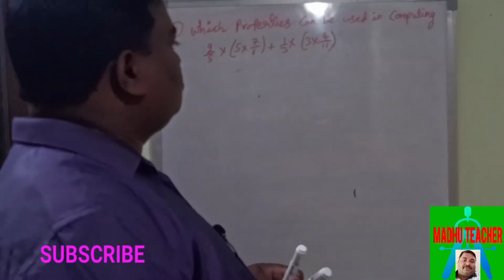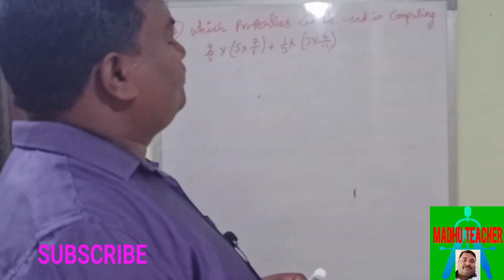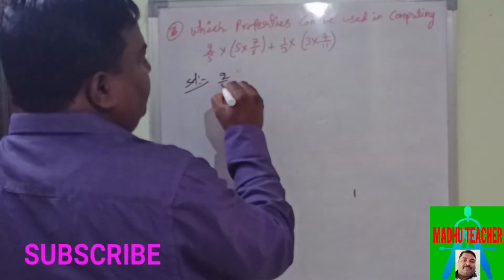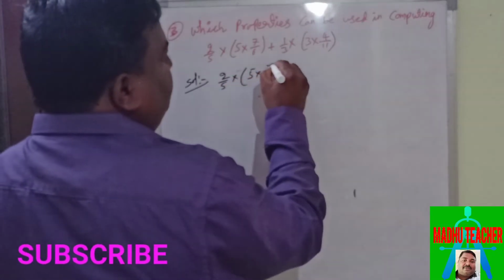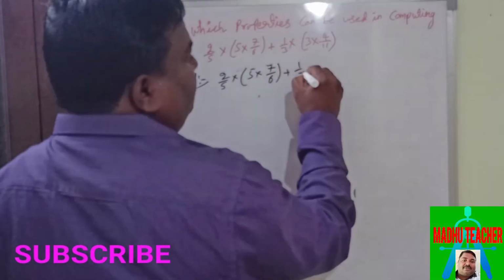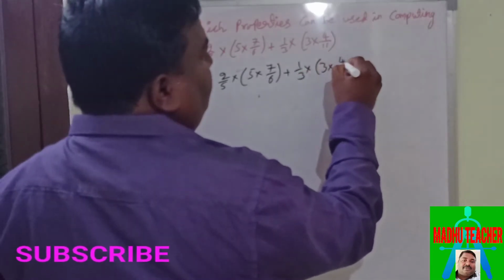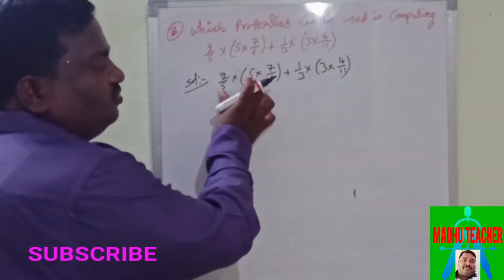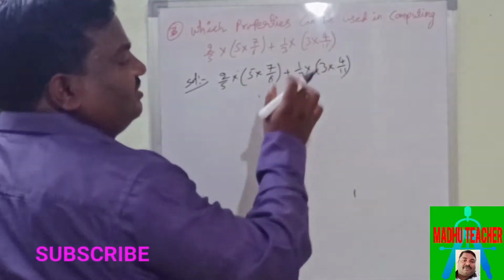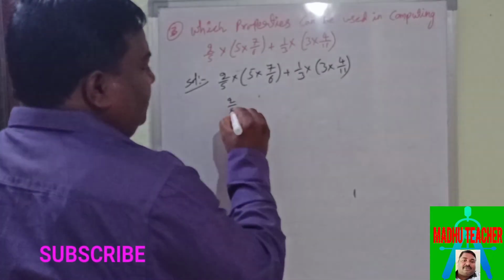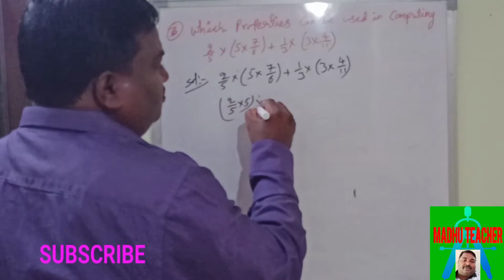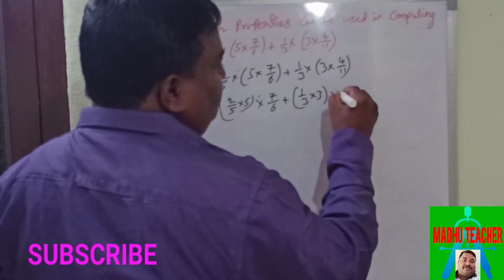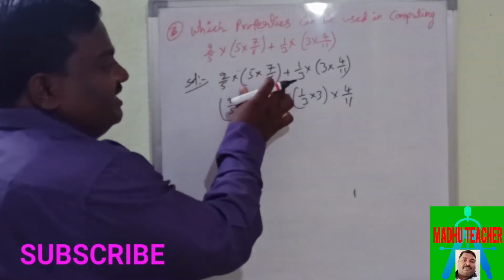So which property can be used in computing 2/5 into 5 into 7/6 + 1/3 into 3 into 4/11? So what is given? 2/5 into 5 into 7/6 + 1/3 into 3 into 4/11. So to simplify easily, I am writing these two and these two inside the brackets. So I changed the brackets.